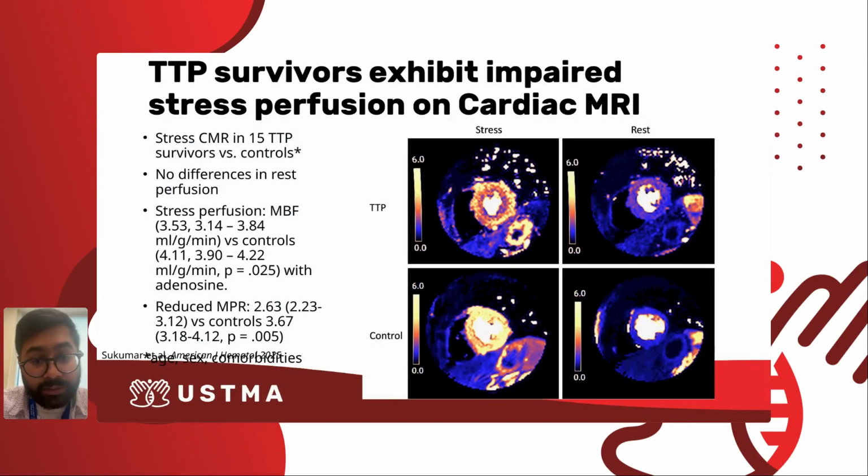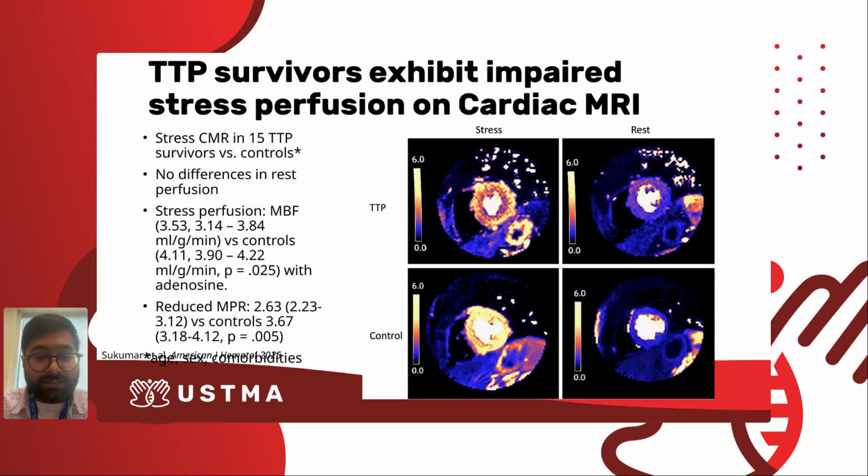The last study that we'll leave you with is one that we've recently done at Ohio State, where we examined cardiac MRIs, stress perfusion tests very specifically, in TTP survivors. We examined this in 15 survivors compared to normal controls who received a cardiac MRI for another cardiac indication, but who had normal stress perfusion. There were no differences in the rest perfusion seen here on the right. Perfusion is specifically a heat map, so the brighter or more yellow the color looks, the more blood perfusion is going through the myocardium.